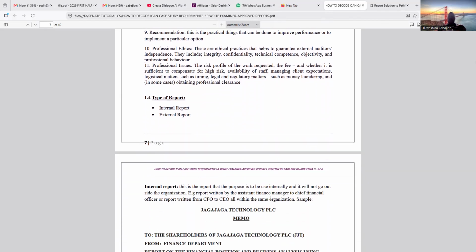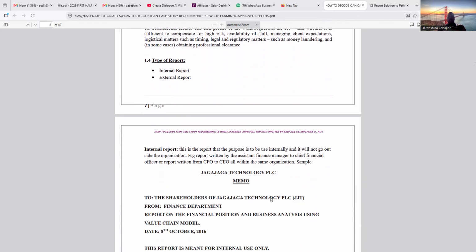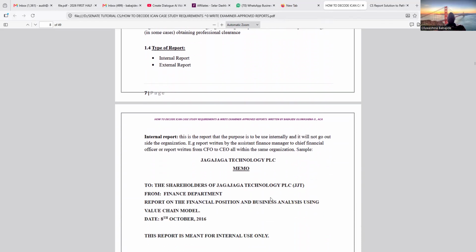Now we have two types of report, external report and internal report. I will be showing you how it should look if the examiner says write an internal report, and how it should look if the examiner says write an external report. So, internal report. This is the report whose purpose is to be used internally, and it will not go outside the organization.